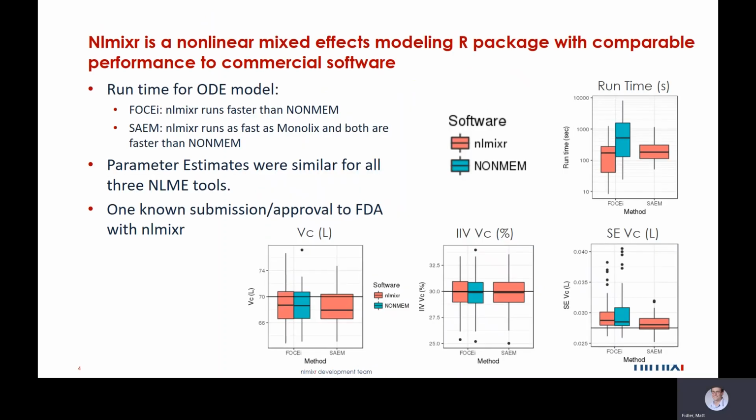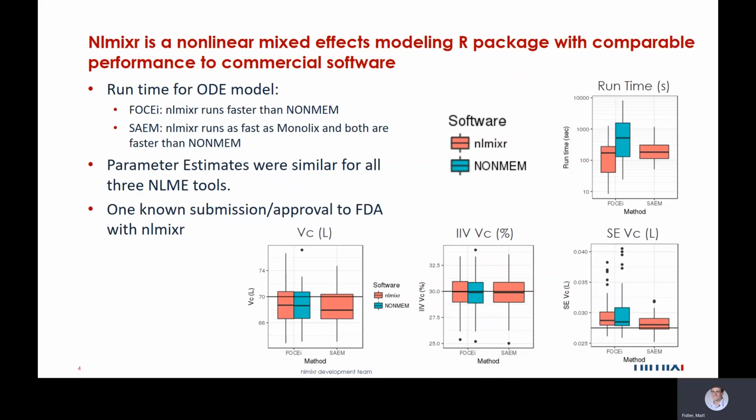So the question becomes, how are we doing? When we compare it to large commercial tools like NONMEM and Monolix, FOCEI in nlmixr runs faster than NONMEM. SAEM in nlmixr runs as fast as Monolix, and both are faster than NONMEM.